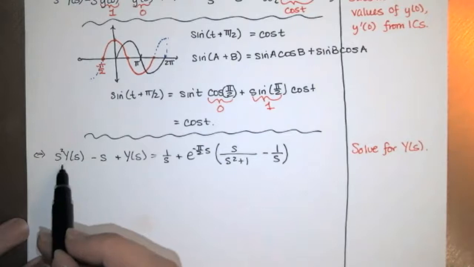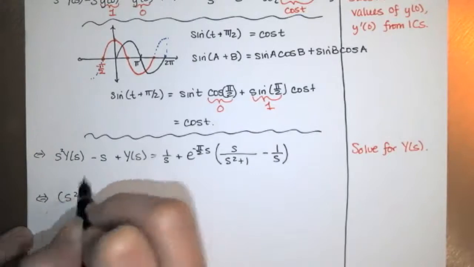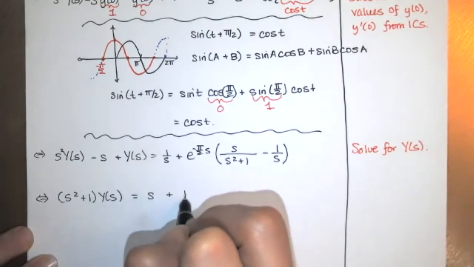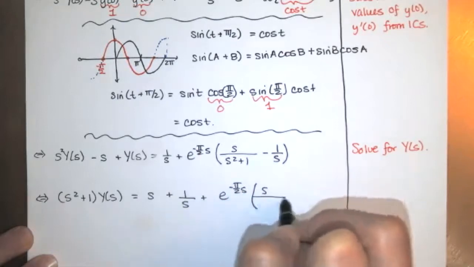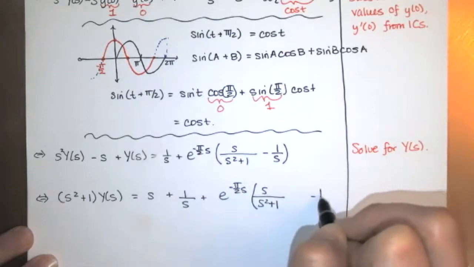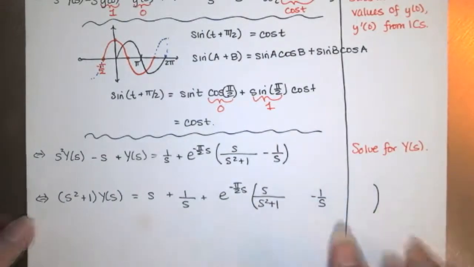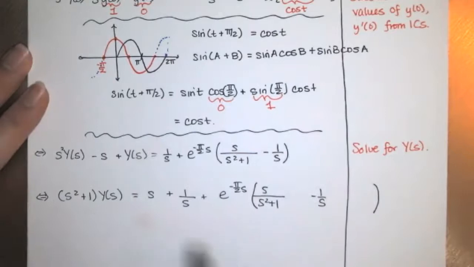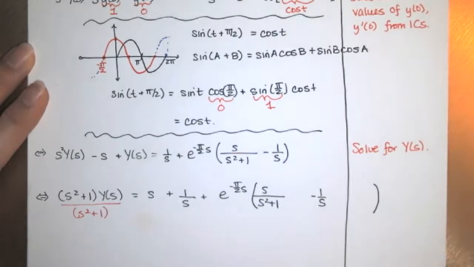So I want y of s by itself on this side, so I'll add s to both sides. I'll also factor out the y of s. So I have s squared plus 1 times y of s here. And if I add s to both sides, I end up with s plus 1 over s plus this exponential times this expression here. And I'm going to leave my parentheses open, because I know I'm about to divide by this. In order to get y of s by itself, we need to divide every term by s squared plus 1. It's really dividing both sides of the equation by s squared plus 1.